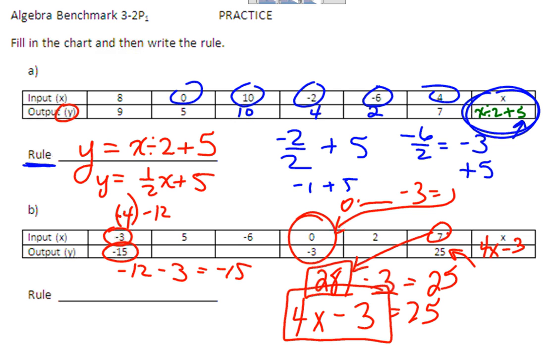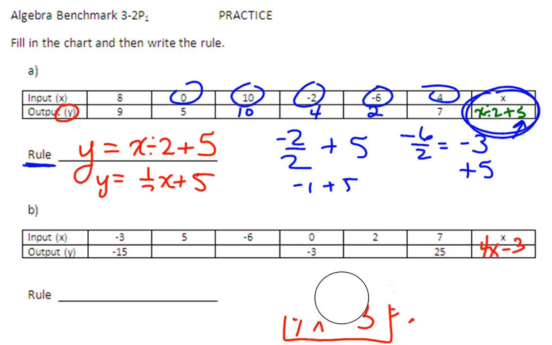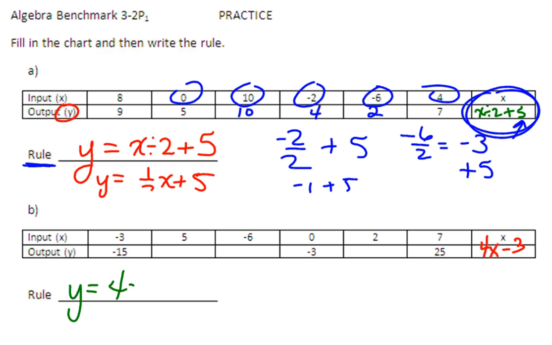I'm going to erase the rest of our mess. Get all this stuff out of the way here. Okay. And then maybe I'll write the rule right away. y equals 4x minus 3. And then just fill in the rest of the table. 4 times 5 is 20 minus 3, 17. Negative 6 times 4 is negative 24 minus 3, negative 27. And 2 times 4 is 8. 8 minus 3 is 5. That's it. Good luck.